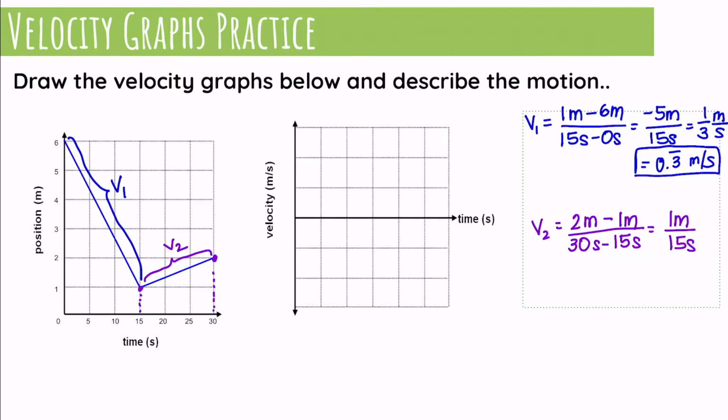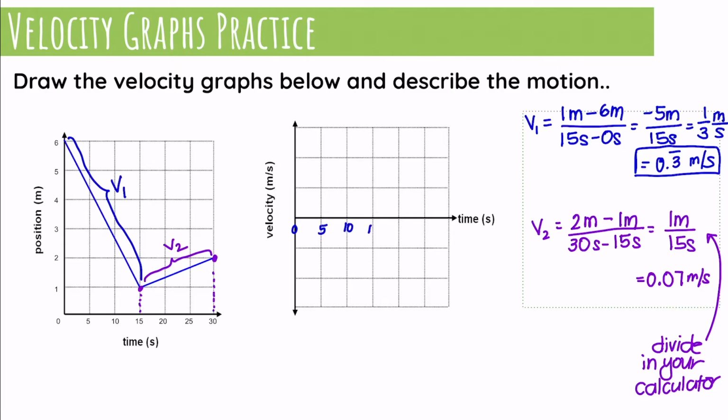And 1 over 15, don't try to do this in your head. You have to get it down to its decimal form, so make sure you just divide on your calculator. It's absolutely perfectly fine to use your calculator. That's what they're here for. So 1 divided by 15 is going to give us 0.06 repeating, but I'm going to round it up to 0.07 meters per second. Okay, so make sure you get your units right. Also, that missing negative sign is bugging me, but we'll move on to the velocity time graph.